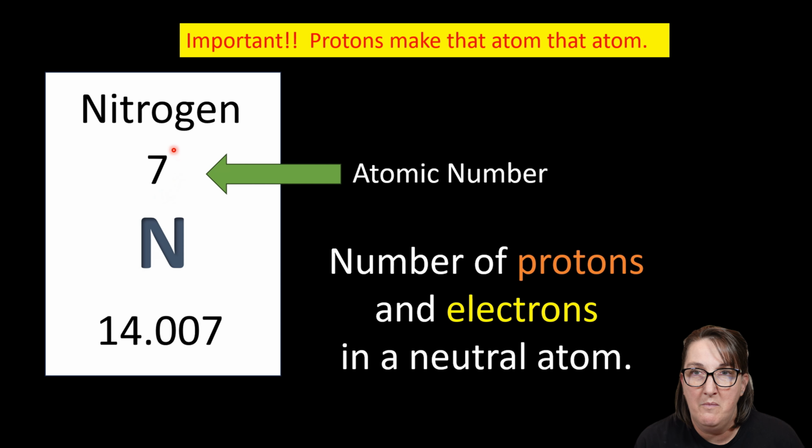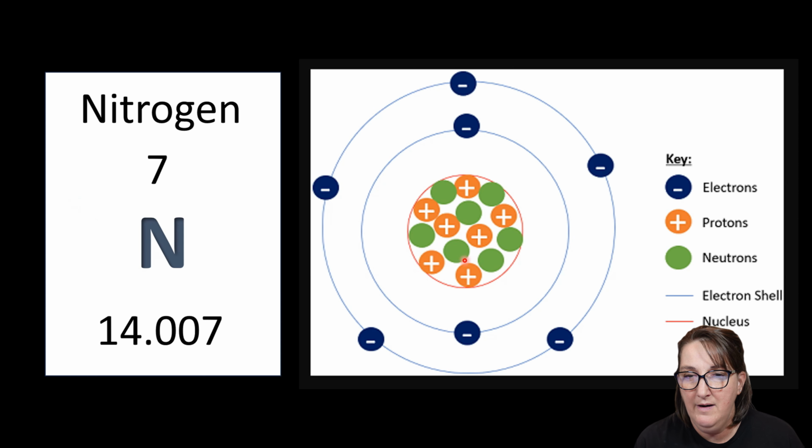So protons is what makes that atom. I can change my number of electrons. I can change my number of neutrons, but my protons will stay the same for all atoms. So here I have an element. This is nitrogen. I can tell because I have 7 protons. The pluses are protons. 1, 2, 3, 4, 5, 6, 7. And I have 7 electrons. 1, 2, 3, 4, 5, 6, 7.